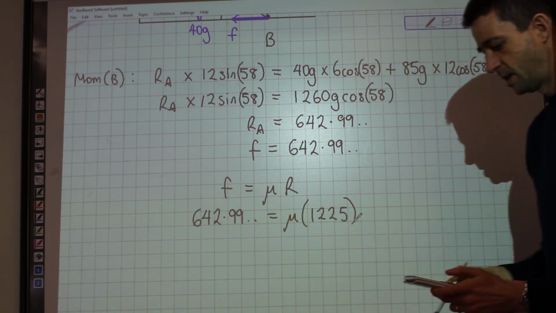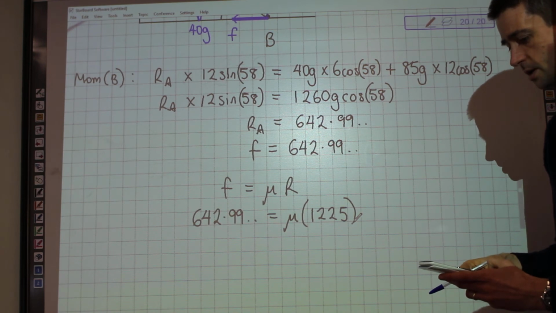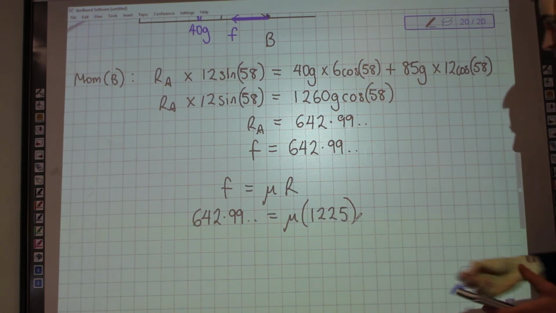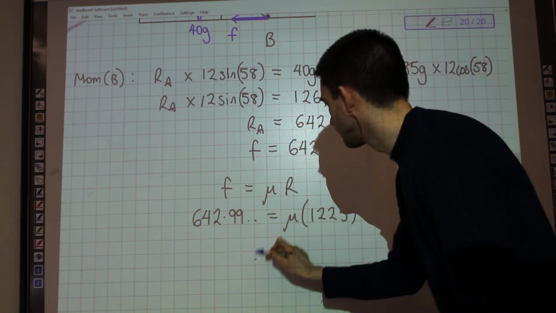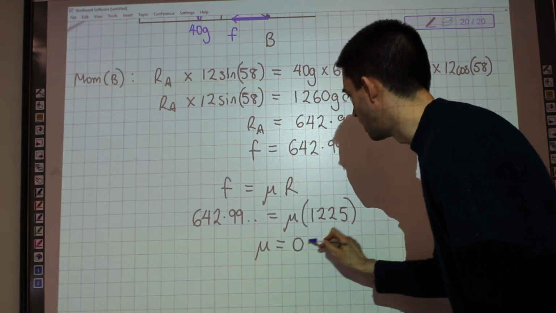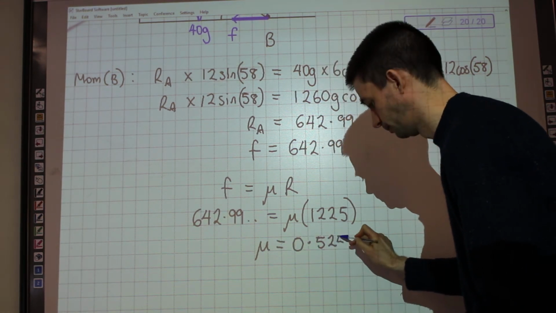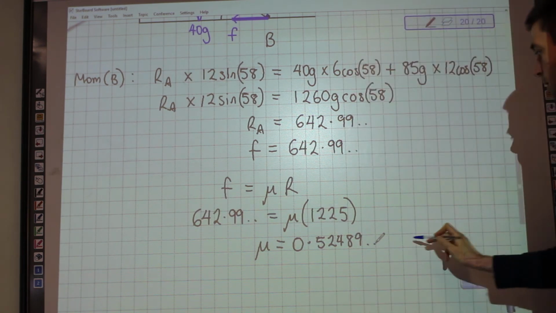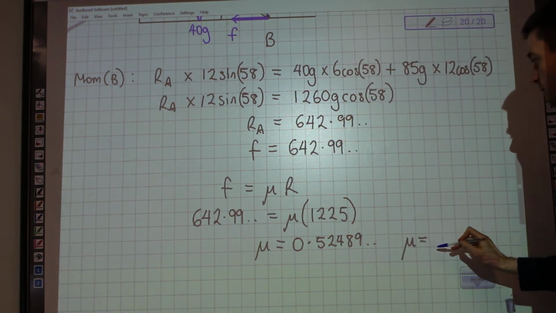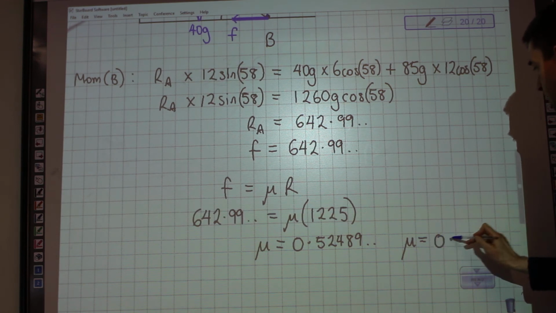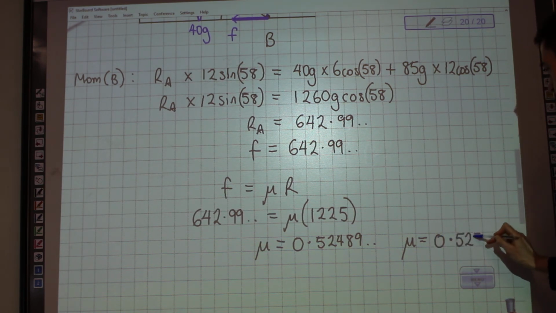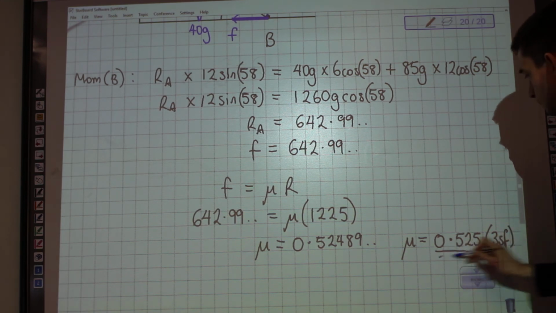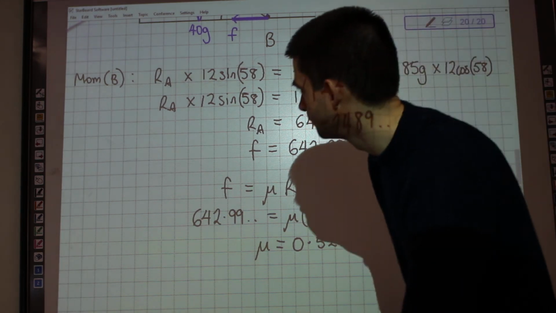So if I do this number here, 642.99 divided by 1225, I get mu to come out as 0.52489. So my coefficient of friction is 0.525 to three significant figures.